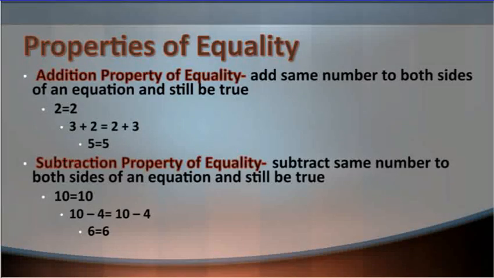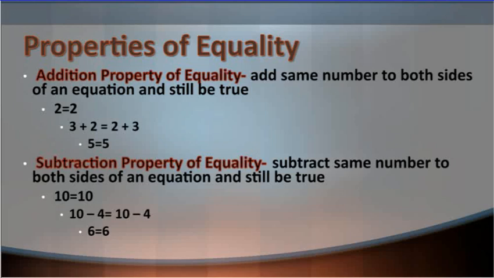Next one, some properties of equality. The addition property of equality says add the same number to both sides of an equation and it still will be true. So if 2 equals 2, I can add the same number to both sides and it will still be true. So we add 3 to both sides, 5 equals 5, it's still the same.